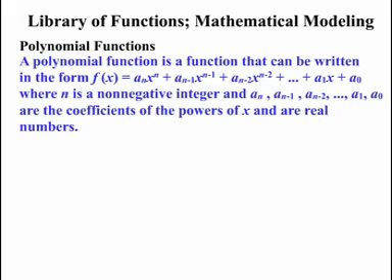Polynomial functions. A polynomial function is a function that can be written in the form f(x) = a_n x^n + a_(n-1) x^(n-1) + a_(n-2) x^(n-2) + ... + a_1 x + a_0, where n is a non-negative integer and all the a's are the coefficients of the powers of x and are real numbers.